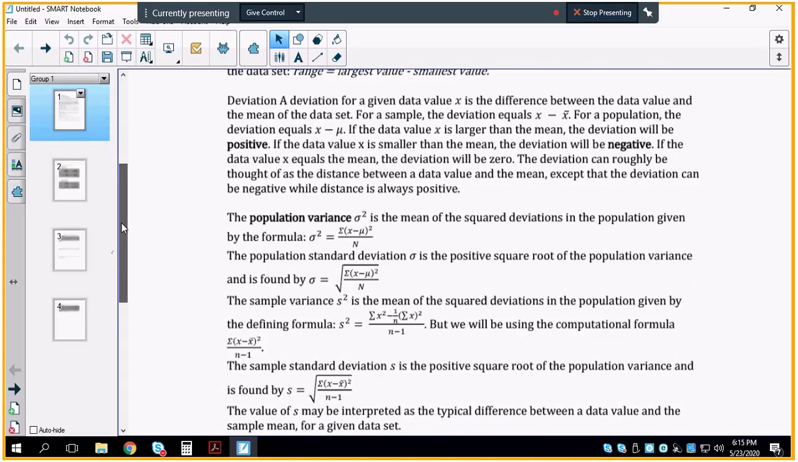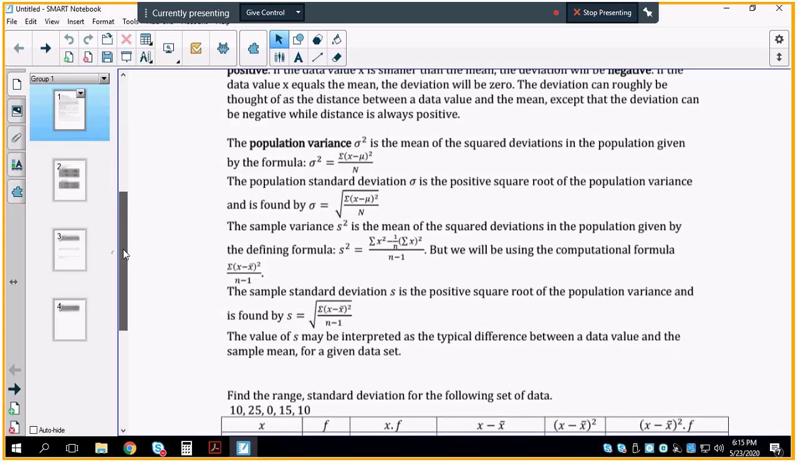A population variance is given by the Greek letter sigma squared. It is the mean of the squared deviation in the population, given by the formula sigma squared equals the sum of the deviation x minus mu squared, divided by the population size. So you find each of the deviations, square them, divide by the size of the population, and you get the variance. And the standard deviation of a population is given by the Greek letter sigma, which is simply the positive square root of the variance.